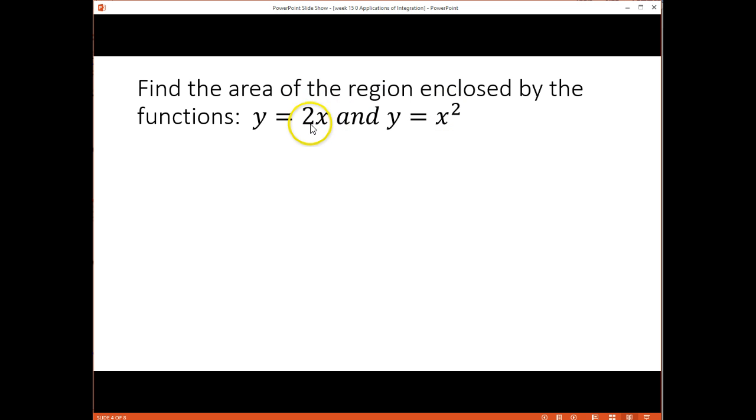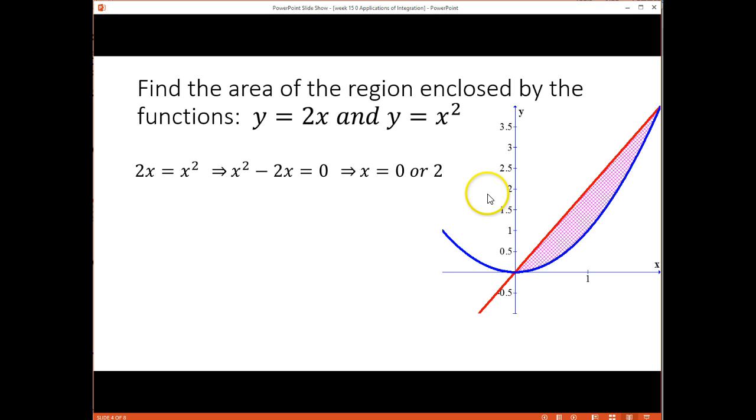We want to know where these two functions intersect. So what we're going to do is set these two equal: 2x equals x squared. This is a quadratic equation, so I'm going to get everything to one side and solve. So x squared minus 2x is 0. We can clearly factor out an x, and we get 0 and 2 as our possible solutions.